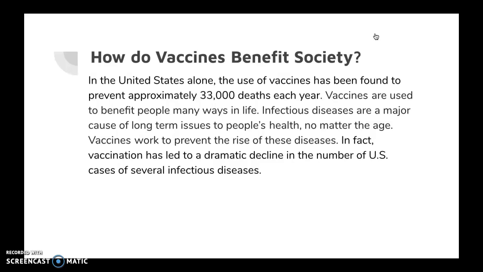How are vaccines beneficial to society? In just the United States alone, the use of vaccines has been found to prevent approximately 33,000 deaths each year. Vaccines are such a huge part of biotechnology. Vaccines are used among so many people around the world. They are used to benefit people in many ways of life. Infectious diseases are a huge cause of long-term issues to people's health, no matter the age. Vaccines will work to prevent the rise of these diseases, and in fact, vaccination has led to a dramatic decline in the number of U.S. cases of several different infectious diseases.